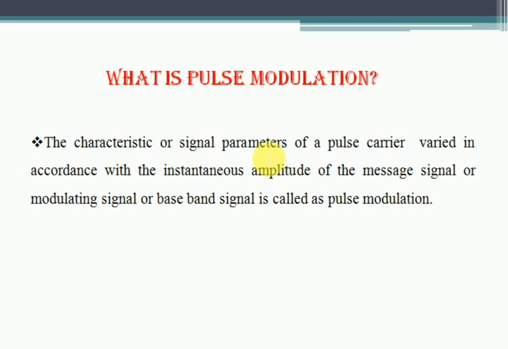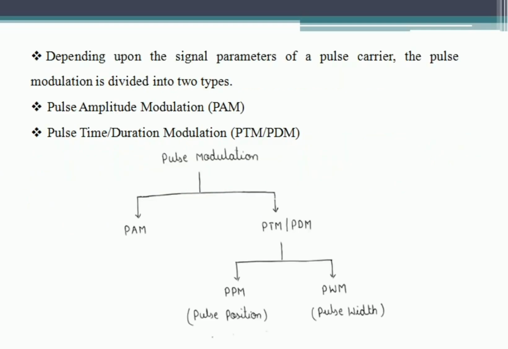Now what do you mean by signal parameters? For example, if you consider an analog signal, what are the signal parameters of an analog signal? It is amplitude, frequency or time period, and phase. Similarly, the signal parameters for a pulse carrier are amplitude and time period.